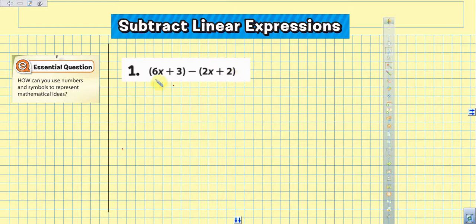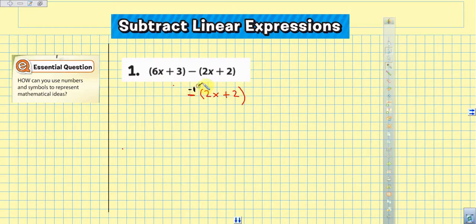Okay, so we have 6x plus 3, the quantity, minus 2x plus 2. So these are grouped together. The part that we're going to focus on is the second part, minus 2x plus 2. There's a number of ways that we can do this. One way is you can think about it as adding the opposite. Another way is to distribute the negative, or we can call this like a -1.